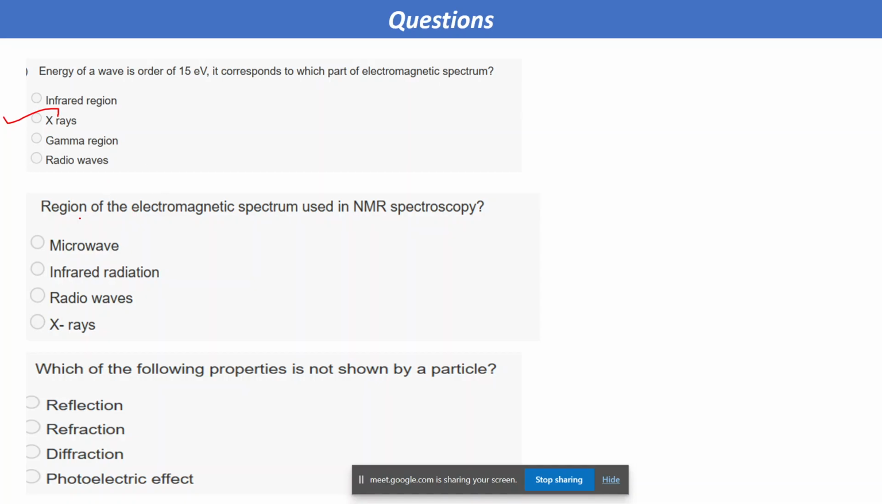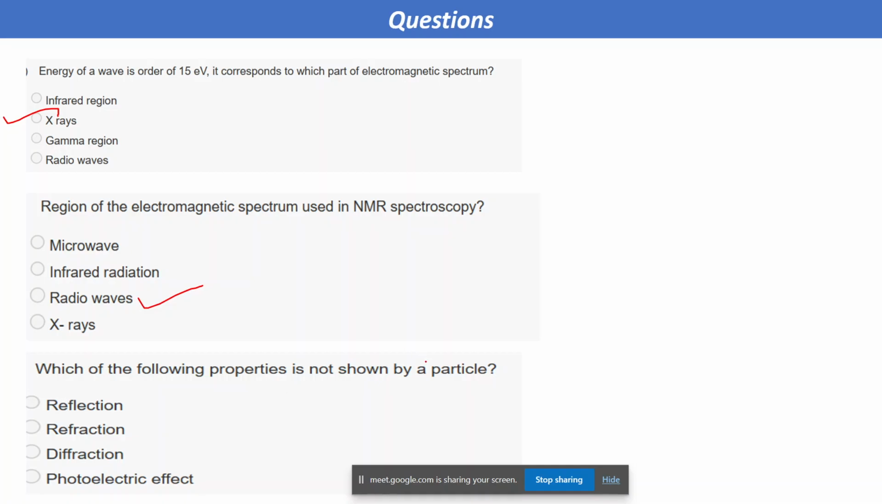Now the second question: the region of the electromagnetic spectrum used in NMR spectroscopy is microwave, IR, or radio waves. Yeah, it will be radio waves. So radio waves are used in NMR spectroscopy, that is, nuclear magnetic resonance spectroscopy. Now, which of the following properties is not shown by a particle? Reflection, refraction, diffraction, photoelectric effect.